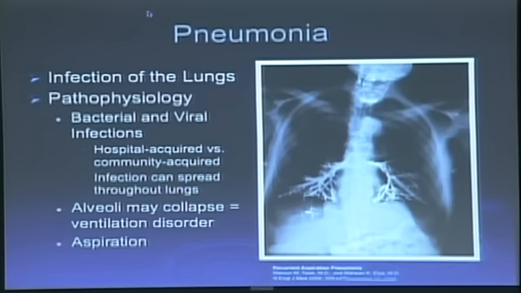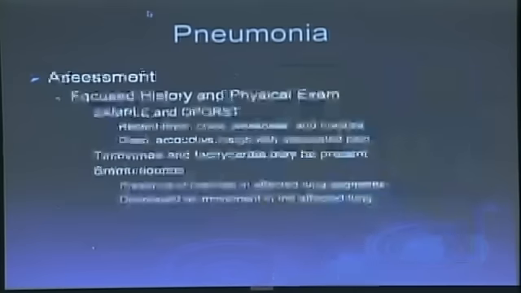The problem with pneumonia is that alveoli may collapse. You may get consolidation of whole lobes, and you get a ventilation and a ventilation perfusion disorder. Don't forget aspiration. Old people or nursing home patients are at risk for aspiration pneumonia. It's not at all uncommon. It's probably the second most common cause of sepsis in nursing home patients, the most common being urinary tract sepsis.